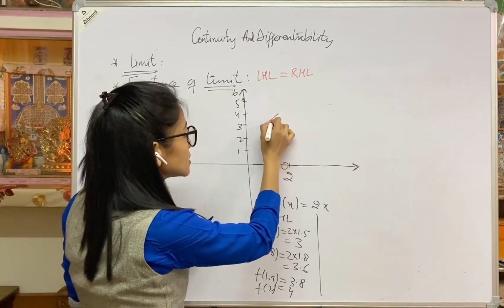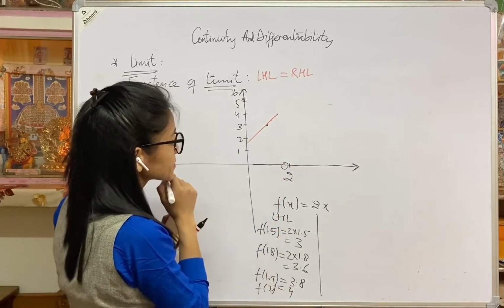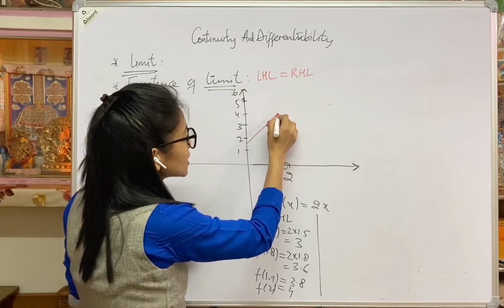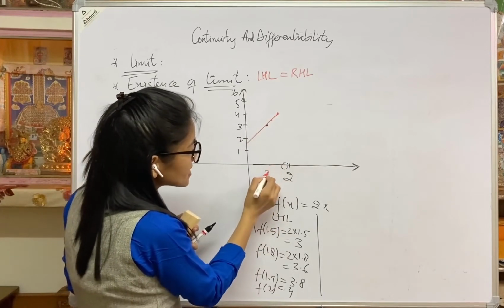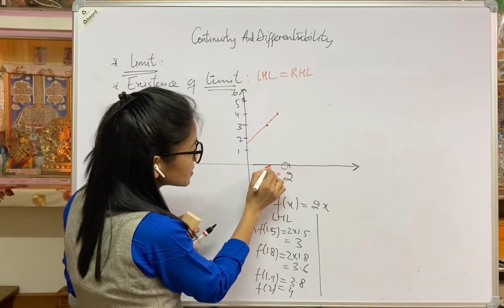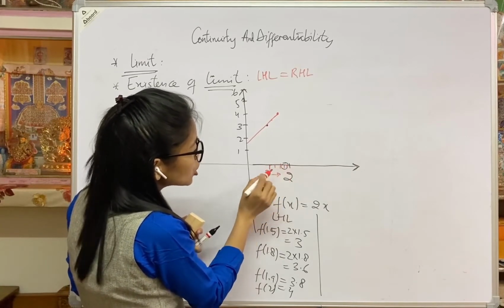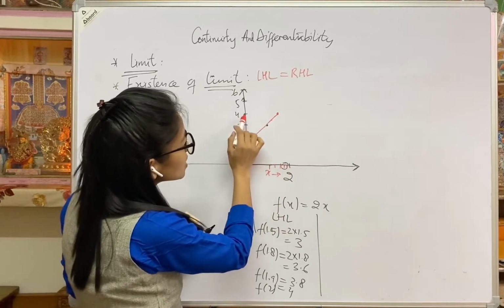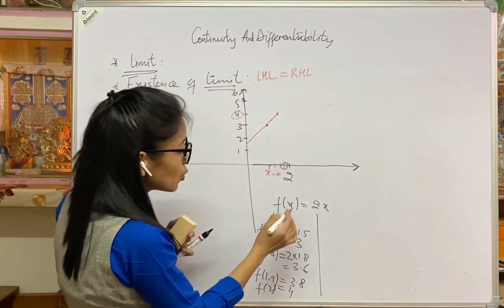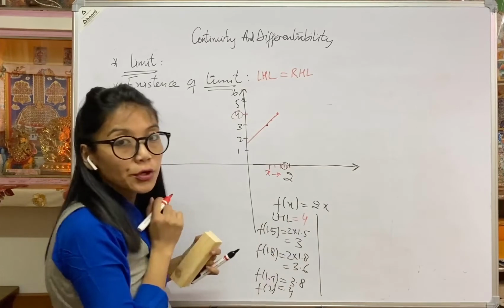So you can extend this. You can see that when x is tending towards 2 from the left hand side, first you had taken a point over here, then you had taken a point over here. So you can see that it is tending towards 4. So my left hand limit is equal to 4.